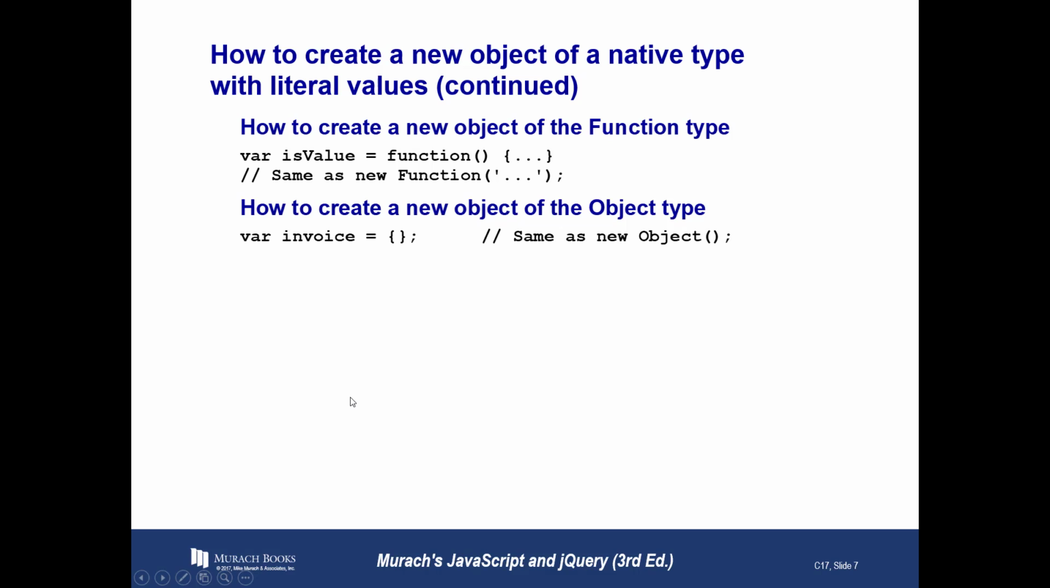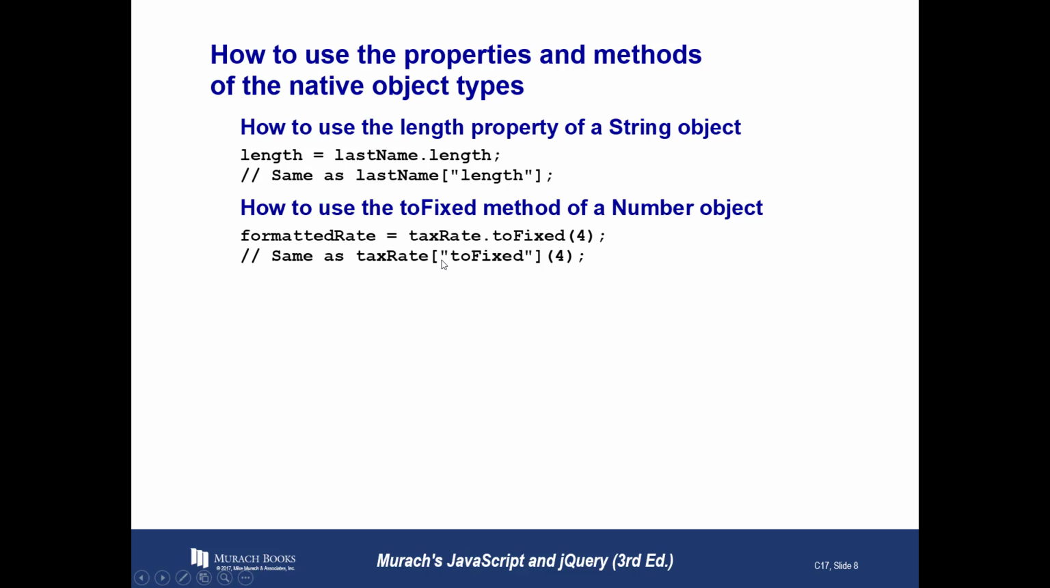Sometimes, though, you want to create your own new object. And one way to do that is like this. You can either say var invoice, the name of your object, equals, notice it's curly braces, or you can say var invoice = new Object(). Now, an object is something that holds properties and methods.